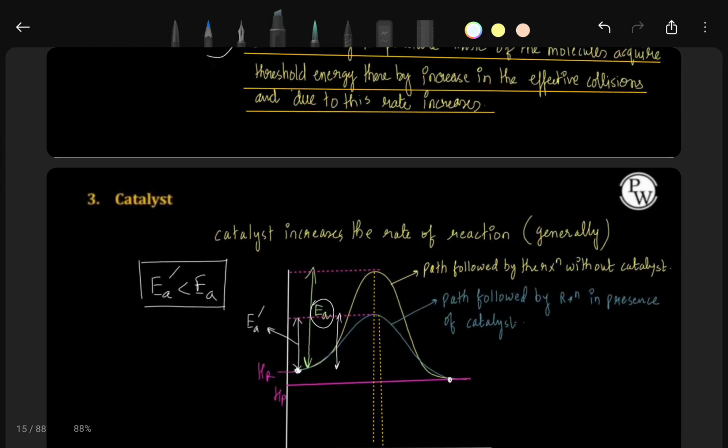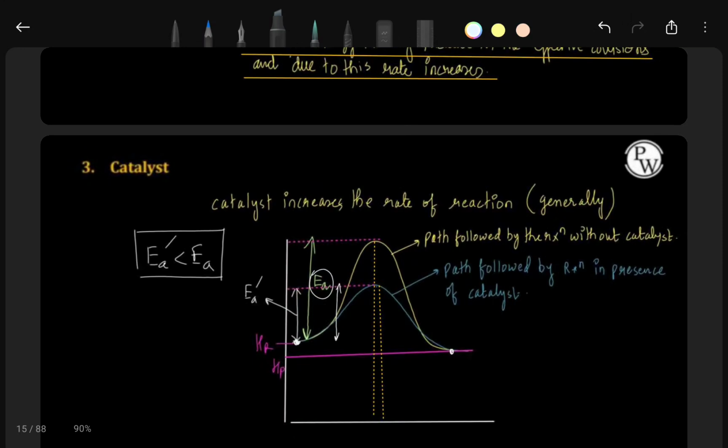Also catalyst. There are two types of catalyst: positive catalyst and negative catalyst. A positive catalyst increases the rate of reaction, and a negative catalyst decreases the rate of reaction. When we use a positive catalyst, the activation energy decreases because the reaction uses a small pathway to complete, not the big pathway. So the positive catalyst increases the rate of reaction.